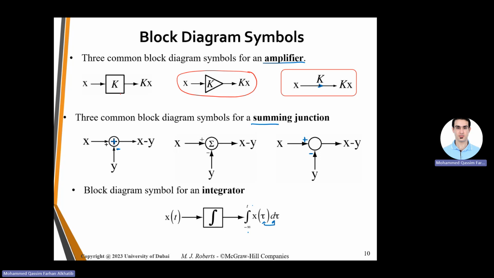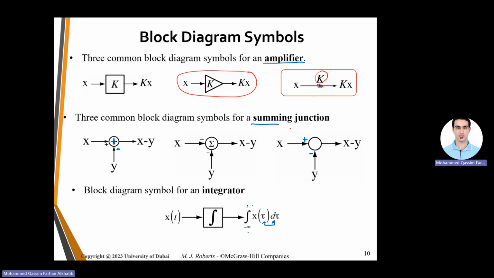Here's another example, and this one is a signal flow graph. That's again something you will do in DSP or control systems. Instead of writing the whole block here, it's just the same line, and you just put a small arrow with the number K.